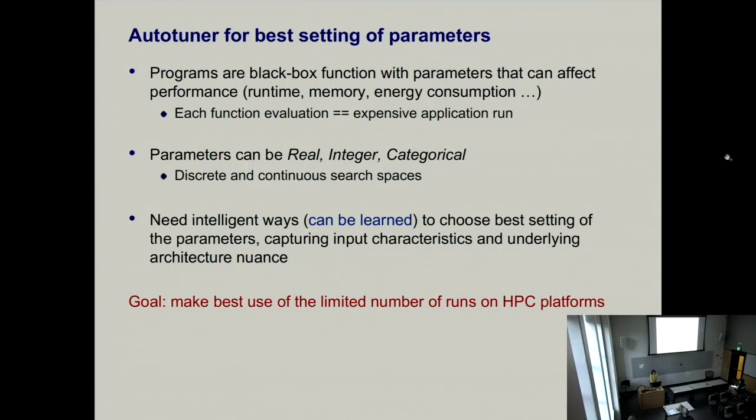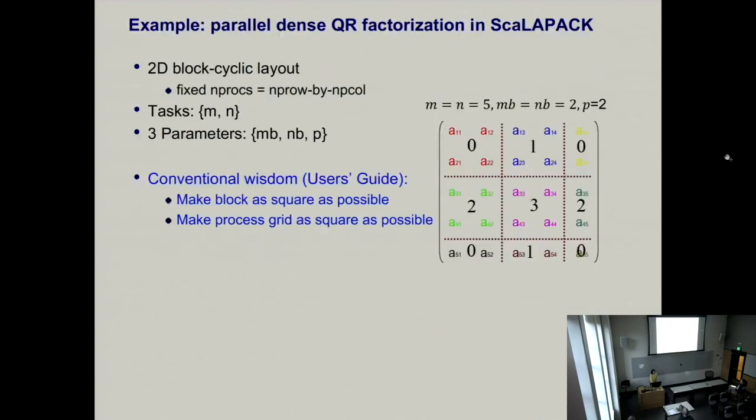Another big problem when you work with a big application is that each function evaluation, each time you run the program, takes sometimes hours or even more. So you don't have too many data points to help you. That's why machine learning needs to help. And I'll give you a very simple example, the parallel dense QR factorization.